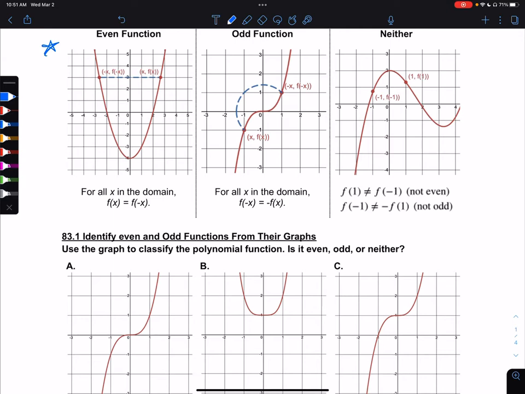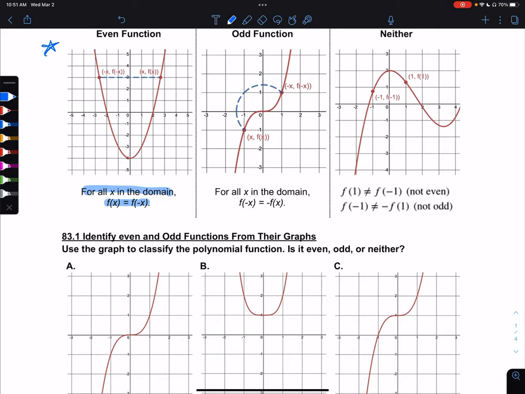So even functions, you want to keep in mind here, for all x in the domain, f of x is equal to f of negative x. Basically what's happening here is your graph is symmetric about the y-axis. So if we were to fold the graph in half, the left and the right sides are identical. And we'll get into a little more of an example of how to test for that in the actual example part A, B, and C.